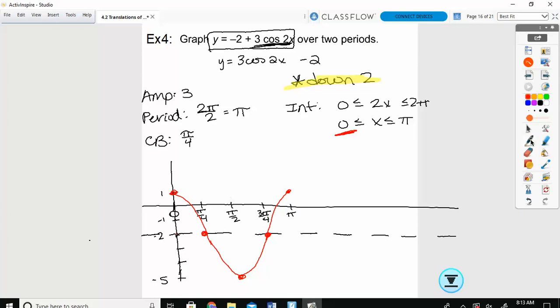I guess my directions said 2 periods. What would we do for the second period? Just add 4 more points. So you guys okay if I just do 1 period here? Questions on that one?